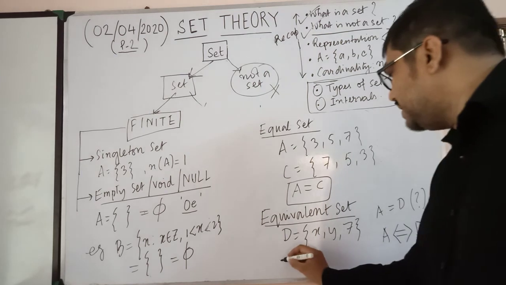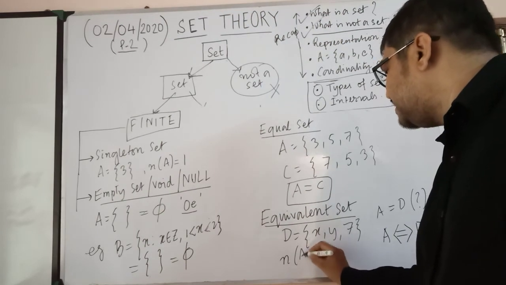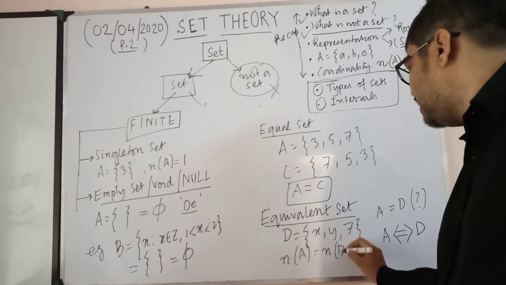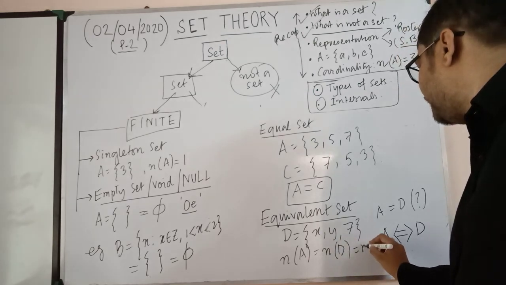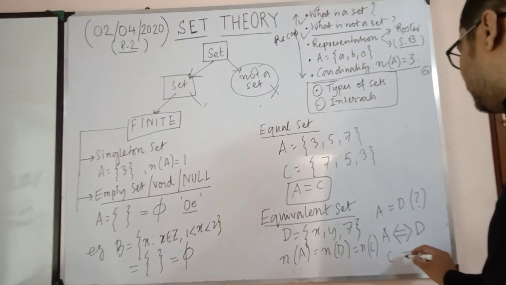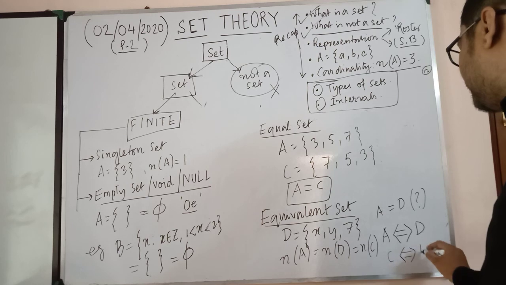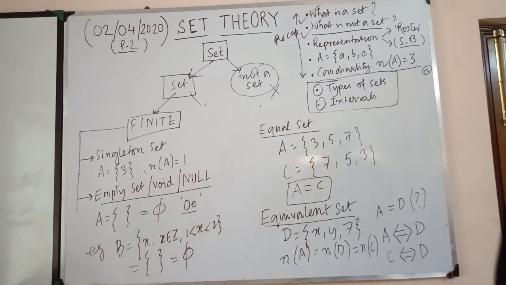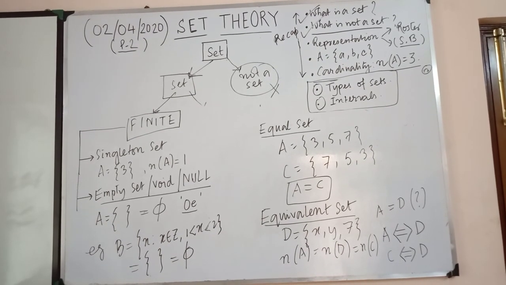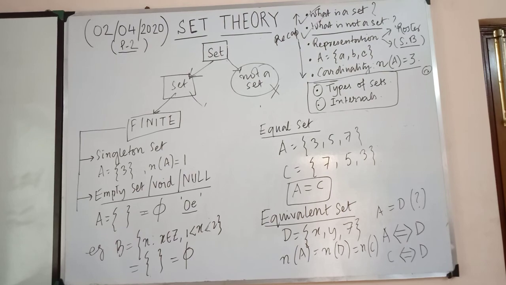Why? Because when the cardinality of two sets match, in fact C is also equivalent to D, when the cardinality of two sets match, we call those equivalent sets.